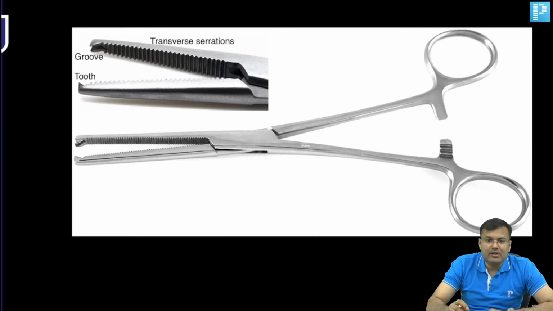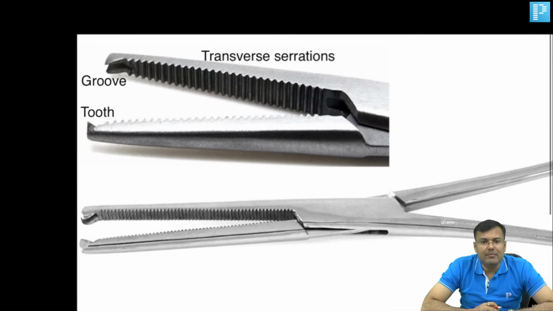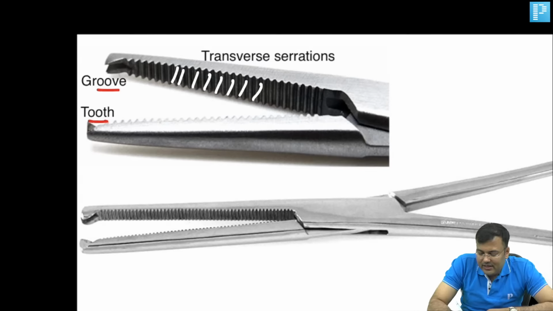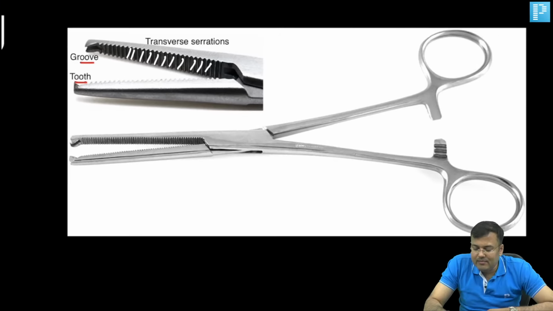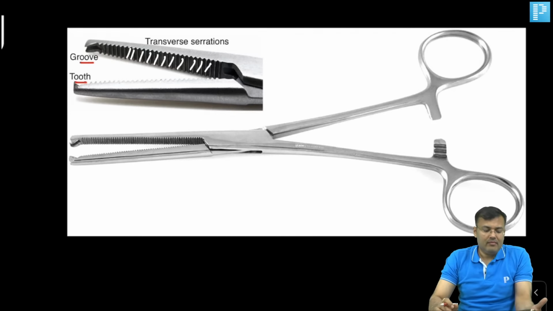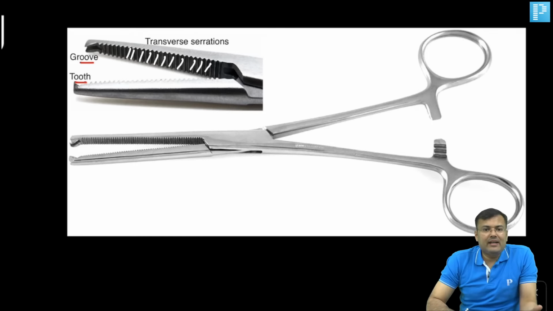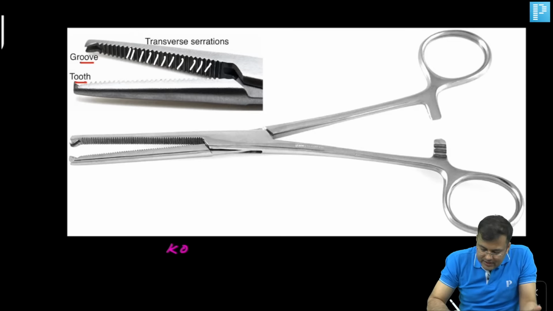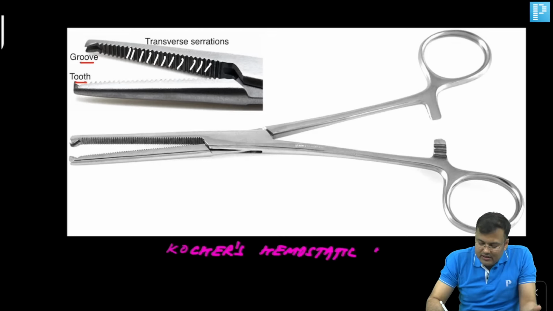Now, you have to tell me the names of instruments. I am going to tell you the clues, tell me the name. There is a tooth, there is a groove on one blade. What kind of serrations are there? There are transverse serrations in the blade. Guys, tell me what's the name of this instrument? Very good, everybody is correct. This is Kocher's hemostatic forceps, clear.